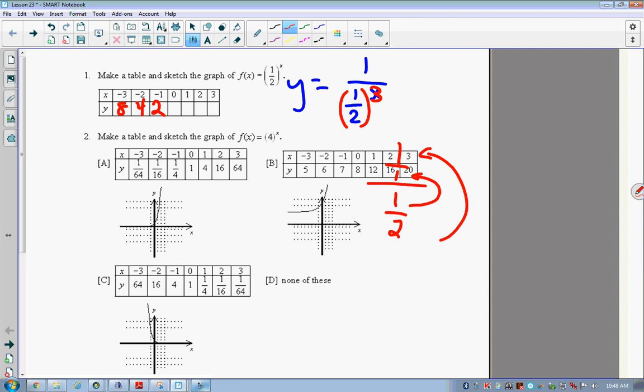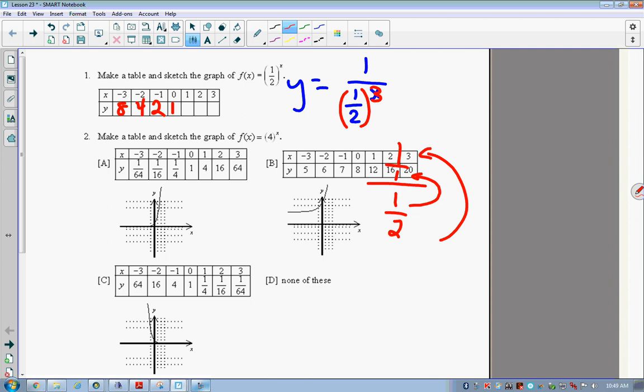If it's 0, I'm taking something to the 0 power. What happens when I take something to the 0 power? I get 1, so I have 1 divided by 1, which is 1. So you notice that as my x values are increasing, my y values are decreasing. It's not an inverse variation, at least not straight across.